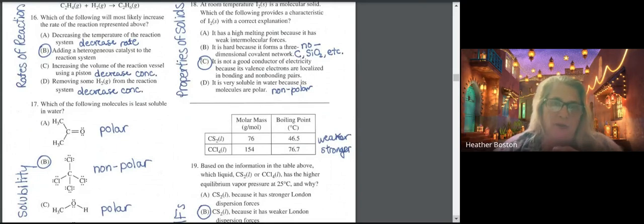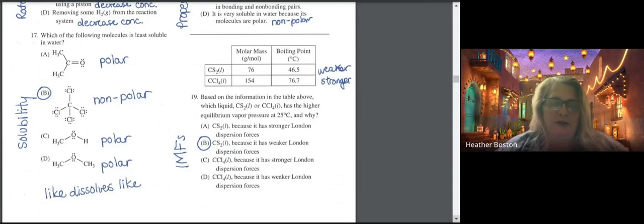16. Which of the following will most likely increase the rate of reaction represented above? So in the reaction above, things that would increase the rate of reaction would be increasing the temperature, increasing the concentration, or in this case, decreasing the pressure. So you're going to look through there, and the only one that fits. Also, adding a catalyst lowers the activation energy and speeds up a reaction.